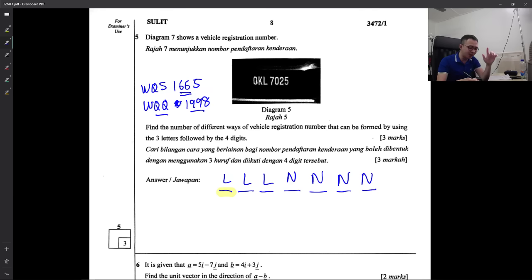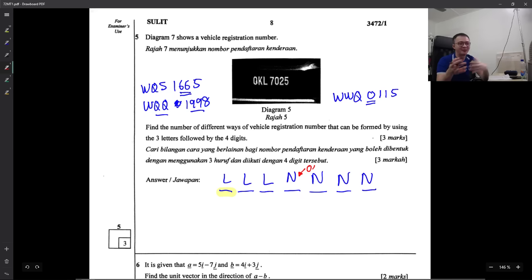But something quite tricky over here is, we seldom see a car number like 0115, for example, because normally car numbers don't start with 0. So far I have never seen any car number starting with 0. Maybe there is, and you can let me know. So I will assume the first number over here cannot be 0. So 0 prime, okay, 0 prime means cannot be 0.